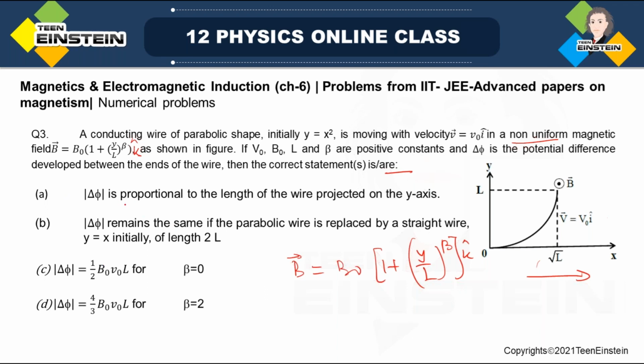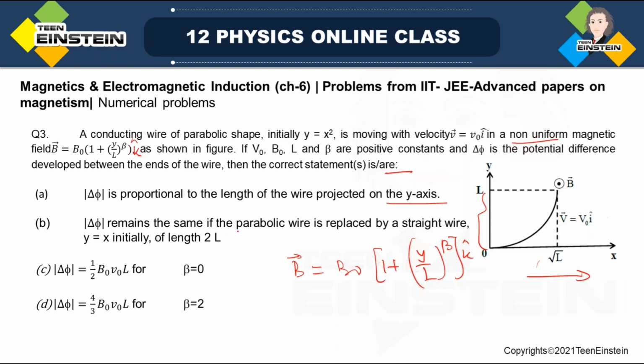See, the option says delta phi is directly proportional to the length of the wire projected in the y axis. So it is actually a parabolic conducting wire. If we project it in the y axis, this is the length L. Whether it is proportional to L.